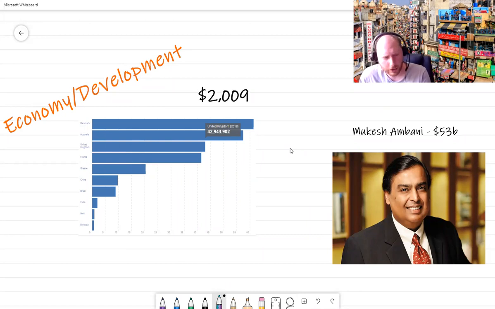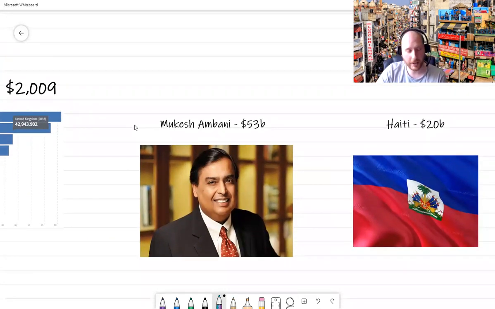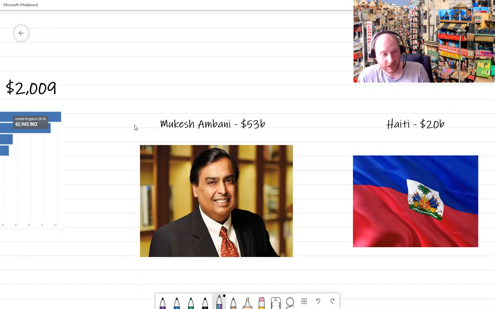$53 billion. To put that into perspective, that's a lot of money, basically. It's more than I've got by quite some way. To put it into some kind of perspective, though, Haiti, the entire country, has $20 billion in it. That's everyone, the prime minister, the president, all the people. If you share out all their money between them, they have 20 billion. This guy has 53 billion.